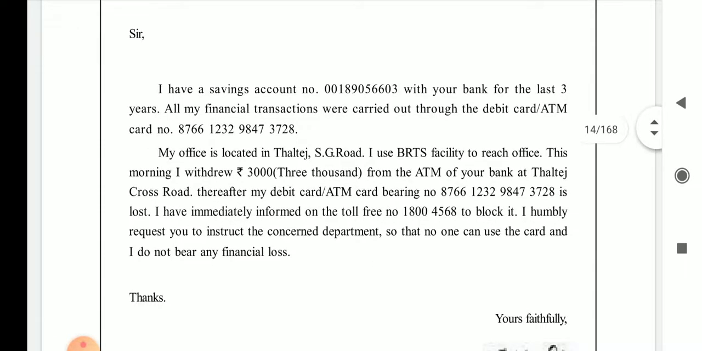That means you have to write 4 pairs of 4 digits, and it is very necessary. That means you have to write a 16 digit number for the ATM card or debit card, as you can check on your personal ATM card or debit card also. There are also 16 digits there, 4 pairs of 4 digits.